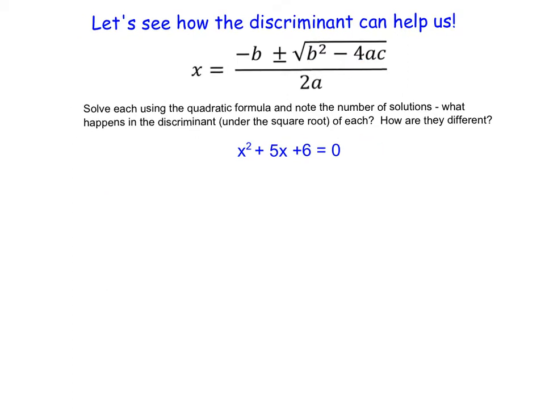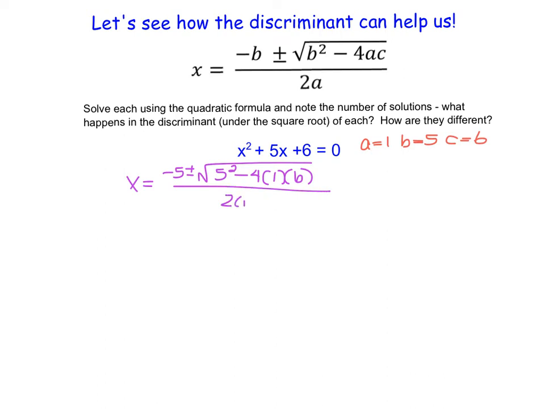So let's look at a second example here and see what happens with this discriminant. Here we have an a value of 1, a b value of 5, and a c value of 6. If we start off with our quadratic formula, we have x equals negative b, so that's negative 5, plus or minus the square root of b squared, so that's 5 squared, minus 4 times 1 times 6, all divided by 2 times 1. Here we're going to start off by being focused on our discriminant, or that piece underneath the square root. So we have 5 squared minus 4 times 1 times 6.